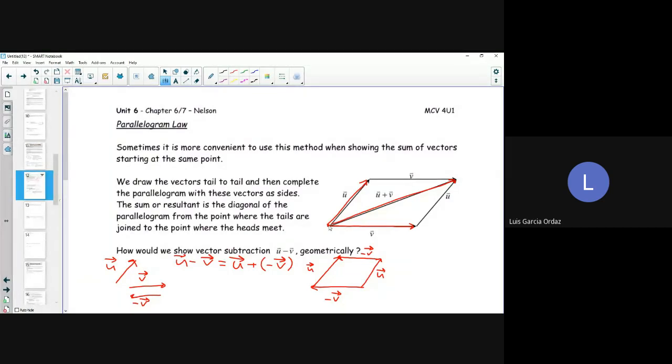Which means that my diagonal can be vector u minus vector v, which could be from here to here, if we wanted to, since it meets at the two heads of u and negative v. The resultant would be u plus negative v. So remember, if you're drawing the negative vector, it's just the same magnitude, but going in the opposite direction.